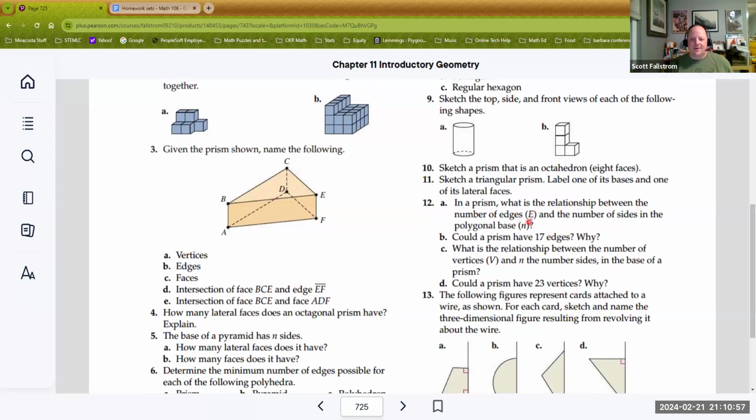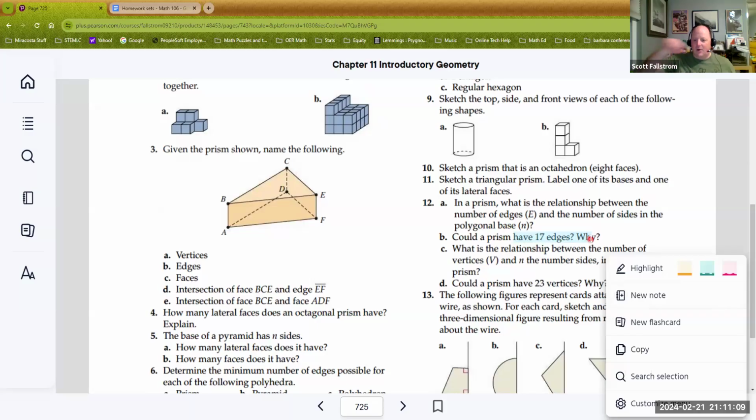What is the relationship between edges and the number of sides in the polygon? Interesting. And it does say in a prism. So realize that's kind of important. Could a prism have 23 vertices? Could a prism have 17 edges? Think about what it means when you're connecting these pieces together. Okay.